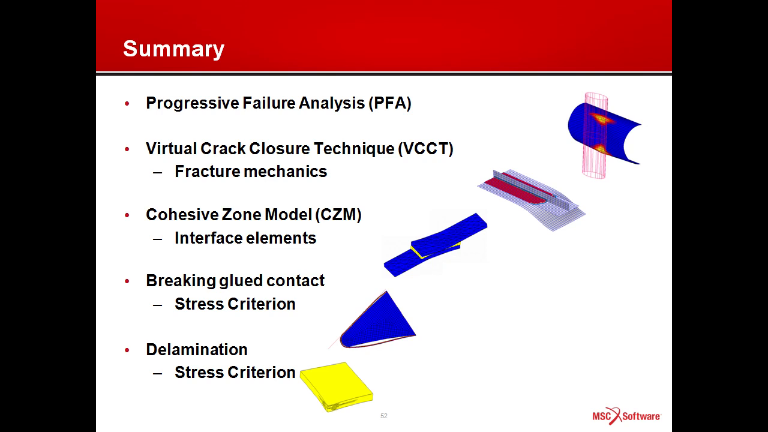We looked at cohesive zone modeling, where we use interface elements, and we mentioned the key here is that this method does not require an initial crack to exist in your model. We looked at breaking glue contact, which is a stress-based criterion. You supply the allowable shear stress and normal stress and the exponents for interaction, and it will break the glue interface for you. And the last method was delamination. It's also stress-based, but now the crack will grow where it needs to, and the program will automatically split elements for you.